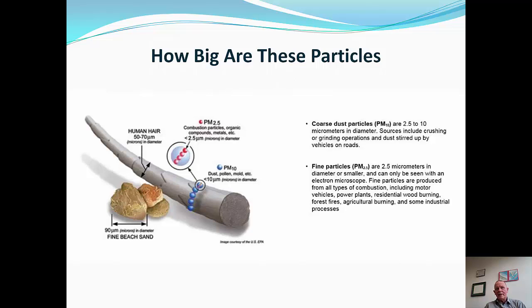And on the left side, it gives you an idea as to how big a grain of sand might be from the beach. If you've ever been to the beach and thought about how big the grains of sand are, they're about 90 microns, which is considerably larger than the particles that we're breathing in.